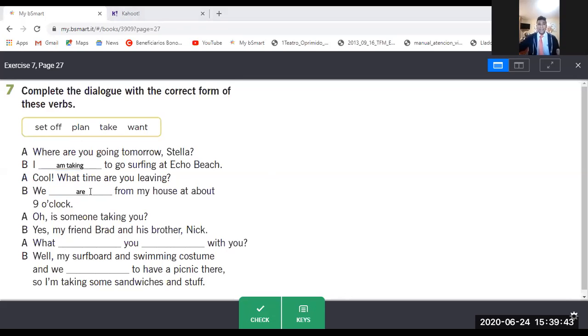Excellent, Pamela. Pamela say, for example, we are setting off. Okay, Pamela say, we are setting off from my house at about 9 o'clock. Oh, is someone taking you? Yes, my friend Brad and his brother Nick. What are you planning? Like this? No, double. No, okay. What are you planning with you? Okay. Well, my surfboard and swimming costume.